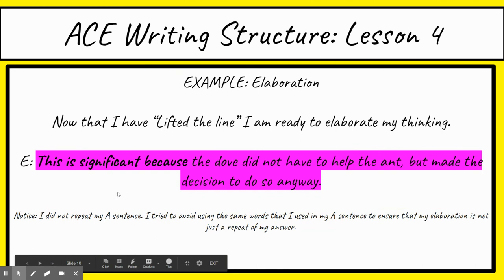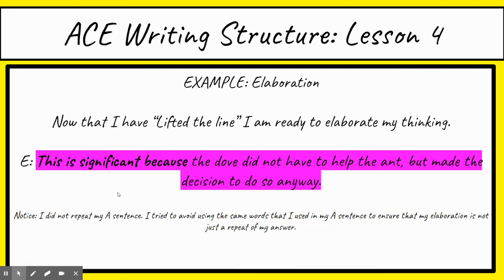Now that I've lifted the line using paraphrasing, I'm ready to elaborate my thinking. I'm going to use my sentence starter. This is significant because, and then I'm going to say why my evidence shows that the dove is caring. This is significant because the dove did not have to help the ant, but made the decision to do so anyway.